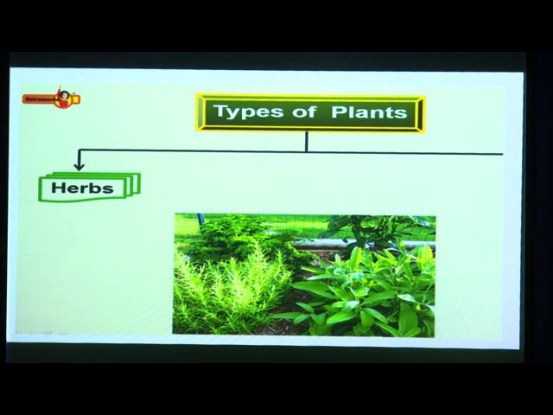They live for one season only. They cannot live for many seasons. Examples are grass, crop plants and seasonal vegetables, and flowering plants which come out every year, bear flowers and seeds and die are herbs. So there are different types of herbs which mostly grow for only one season. An example of a herb is the tomato plant.